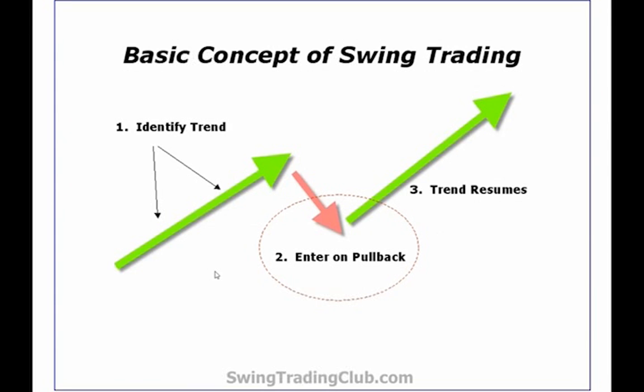Now, the basic swing trading pattern is we look for and identify a trend, and then we wait for a pullback. That pullback could be 2 days, 3 days, 10 days. We wait for the pullback, and we want to enter on the pullback, and what we're looking for is the trend to resume. Okay, so now let's talk about a couple of things on this slide, because this is an important thing to get down.